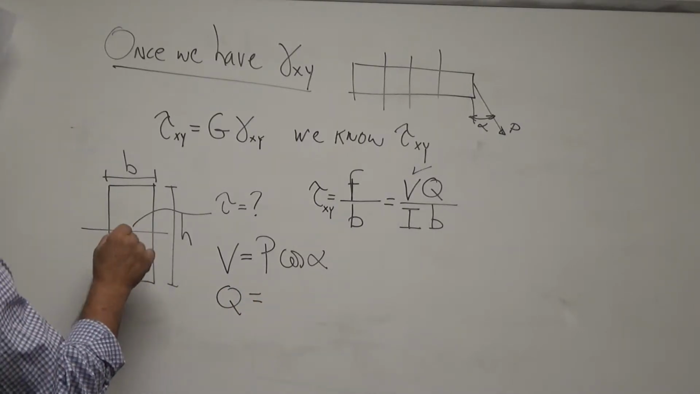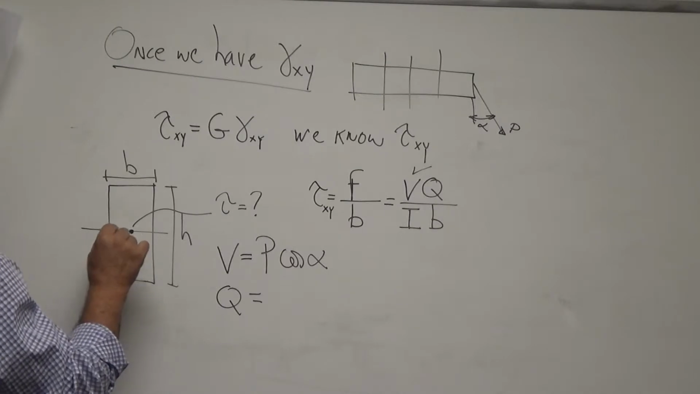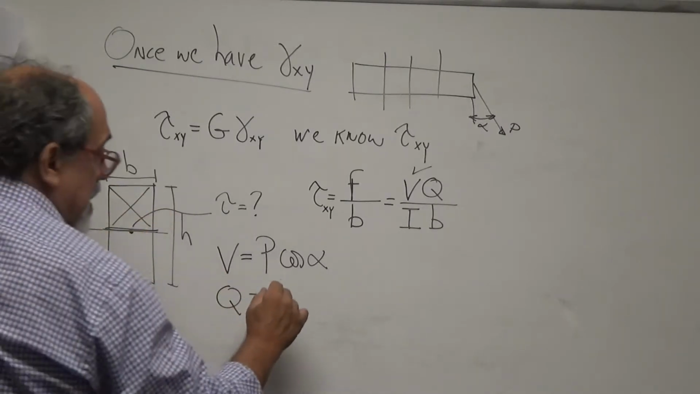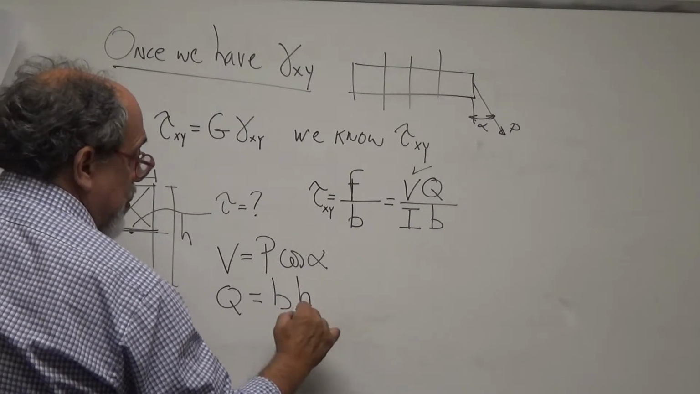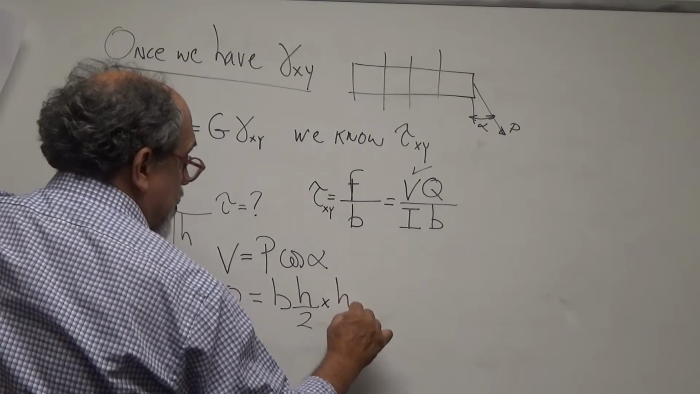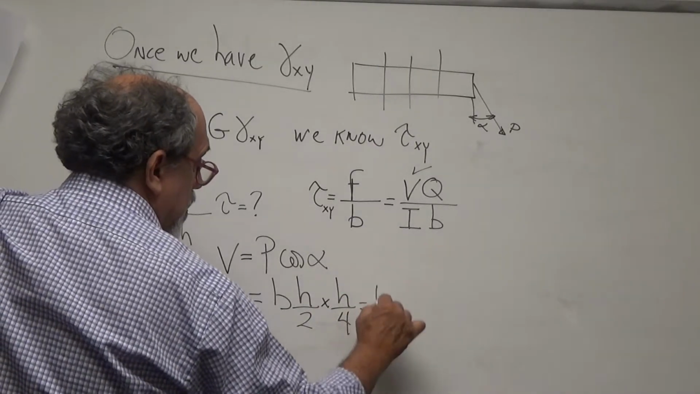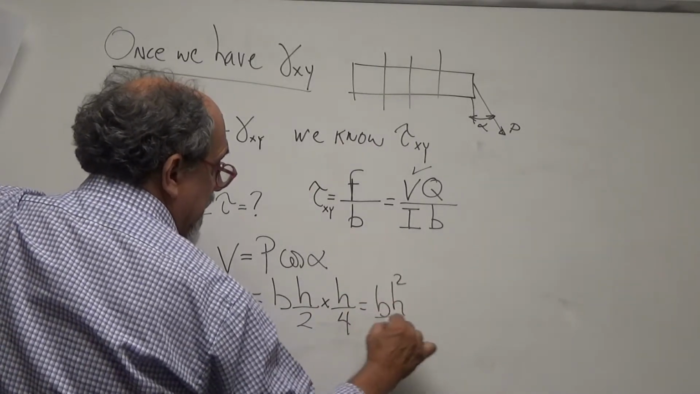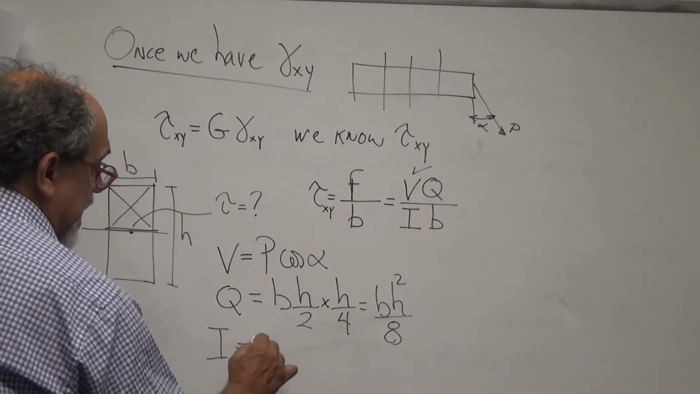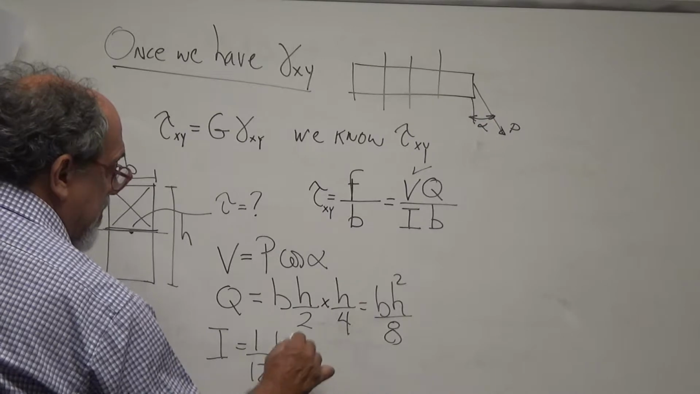Well, we want this point here, so we want the shear flow here, right? Therefore Q is B times H over 2 multiplied times H over 4, or B H squared over 8. What is I? Oh, that's easy, right? 1/12 of BH cubed.